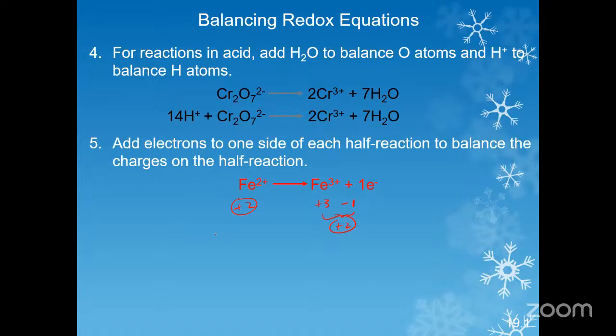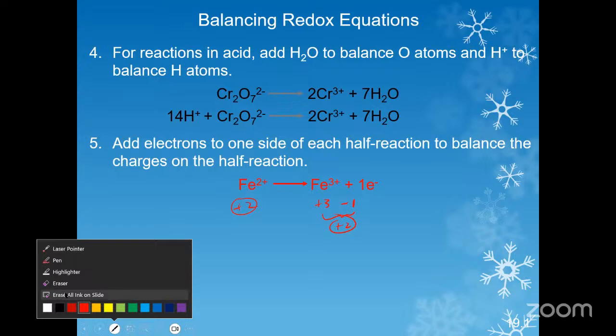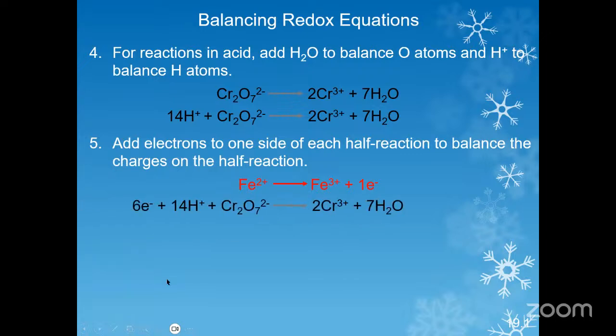One side has +3, the other side has +2, so you add electrons to the +3 side so as to reduce that side until the total charges will be equal on both sides. Let me clear this here. And then for this equation here, as I said before, you add the electrons. The total charge here will be +12. The total charge here will be +6.